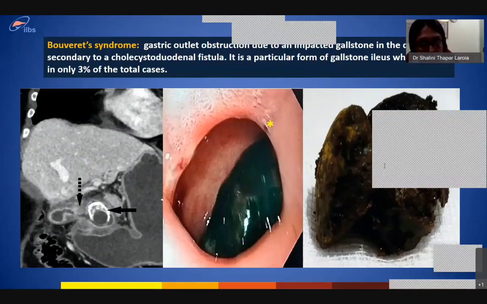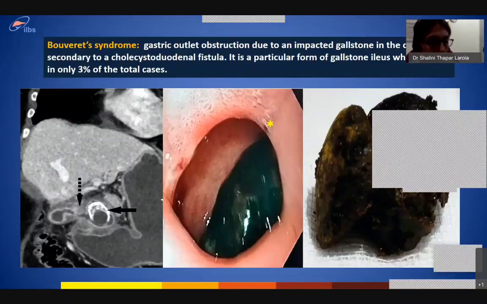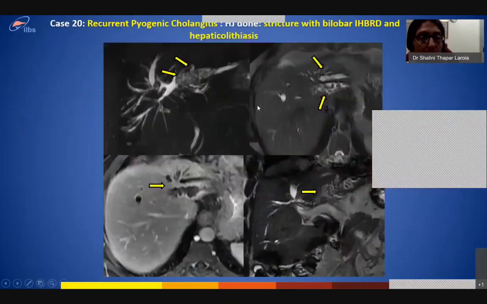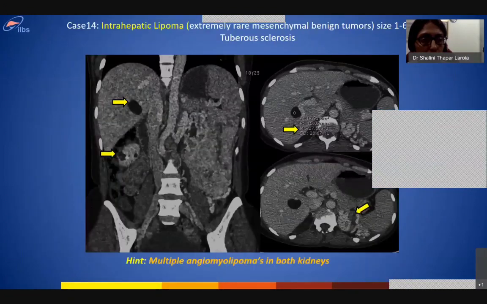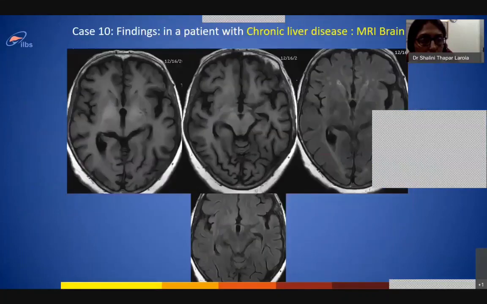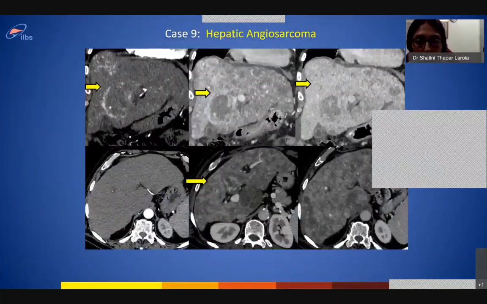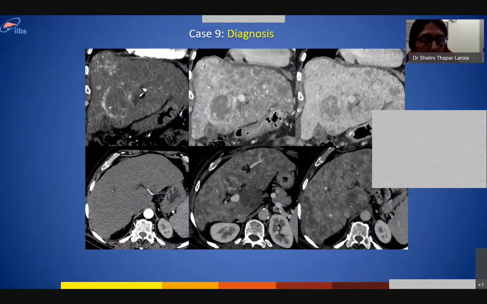Okay, so we have a question about intrahepatic angiosarcoma by Vishal. So what would you like to know about intrahepatic angiosarcoma? I can go back to the slide. Yes, here. So we have the slide. You see, intrahepatic angiosarcoma, you can read.